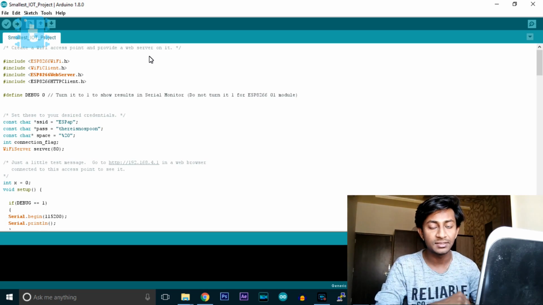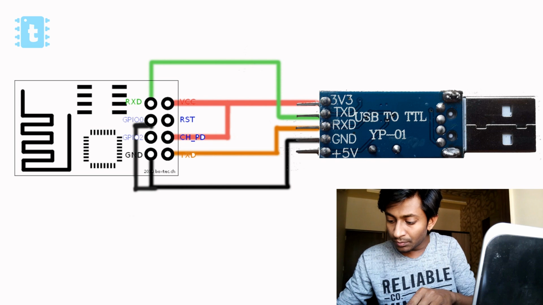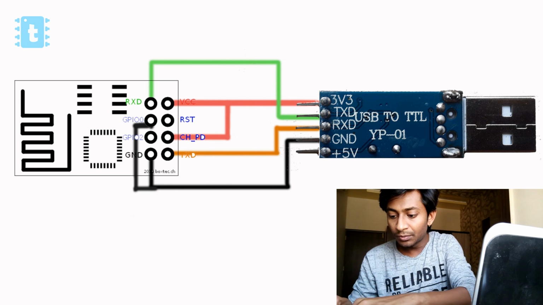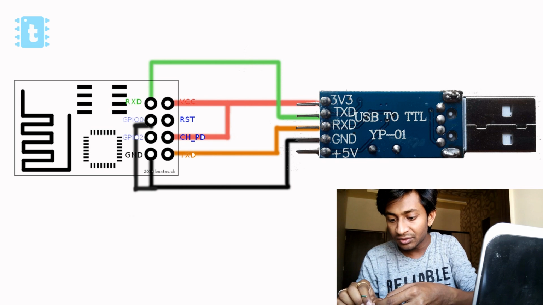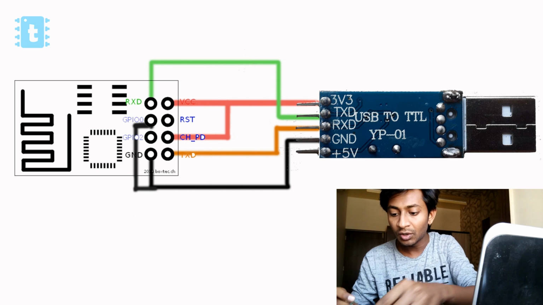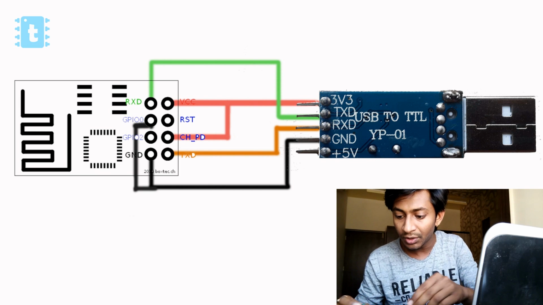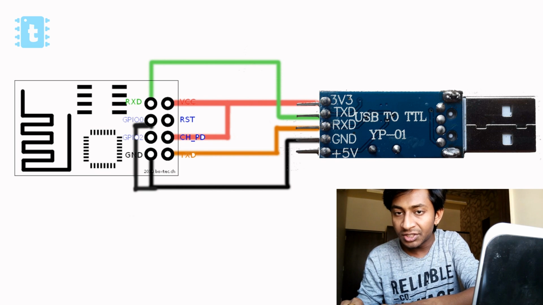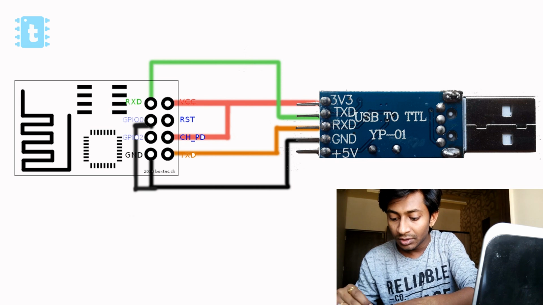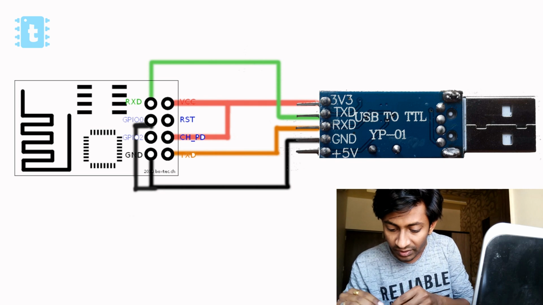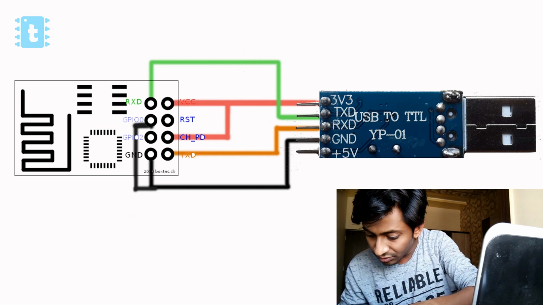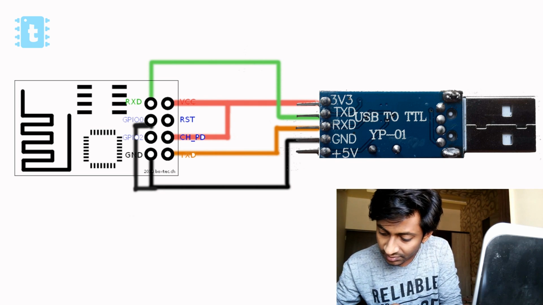So let's see this in action. Before that, you need to code both the ESP modules with the help of either a USB to TTL converter or you can even use your Arduino board. Now if you don't know how to code your ESP board, watch my videos, link is given in the description. And if you have any doubt regarding this coding and this project, do comment below, I will definitely solve your problem.